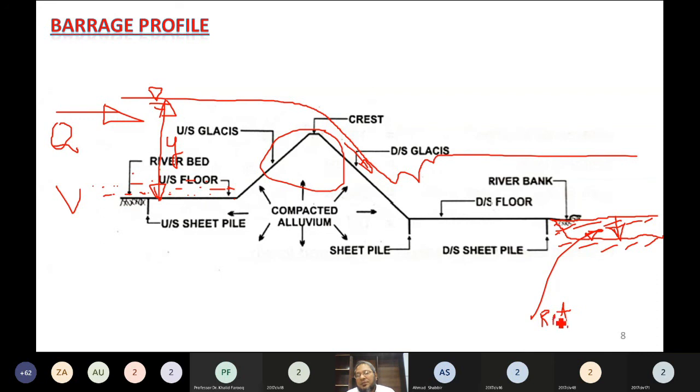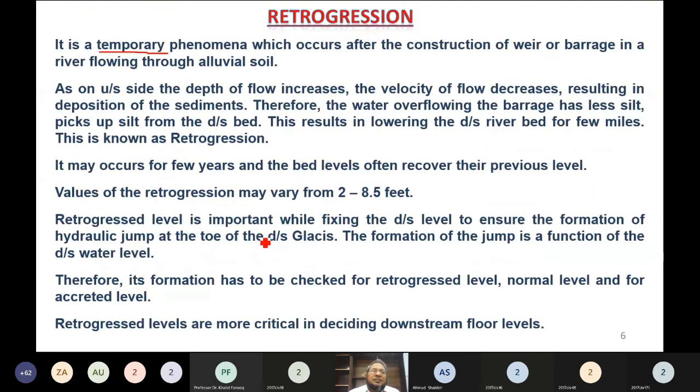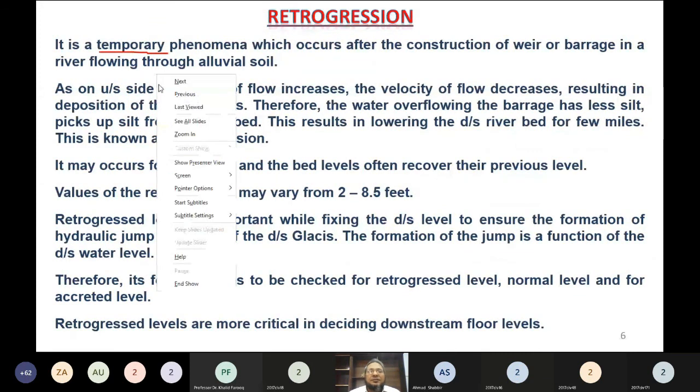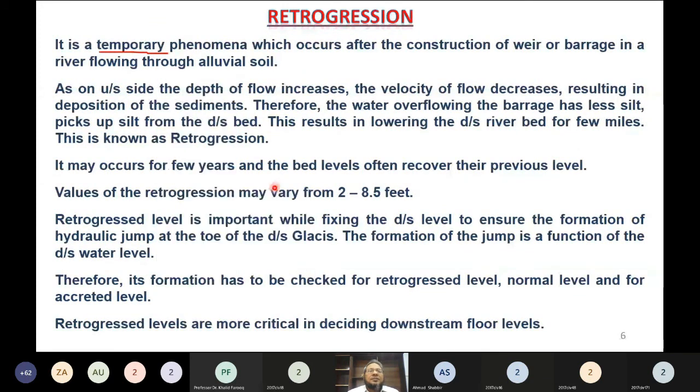Retrogression. Okay, now you go back here and you will read from here. It's a temporary phenomenon. When it starts, which occurs after construction of a weir or barrage in a river flowing through alluvial soil. Is it okay?